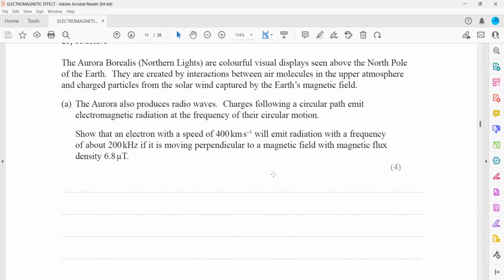We have to show that the electron with a speed of 400 km per second will emit a radiation with a frequency of 200 kilohertz if it is moving perpendicular to the magnetic field with a magnetic flux density of 6.8 microtesla. So the idea which we will use, because we want to show its frequency.